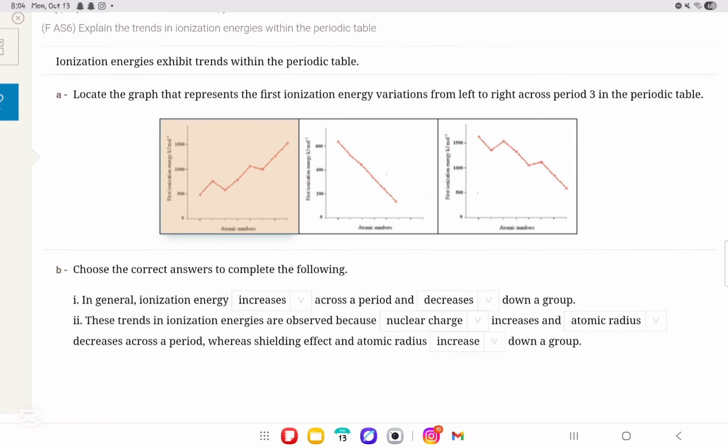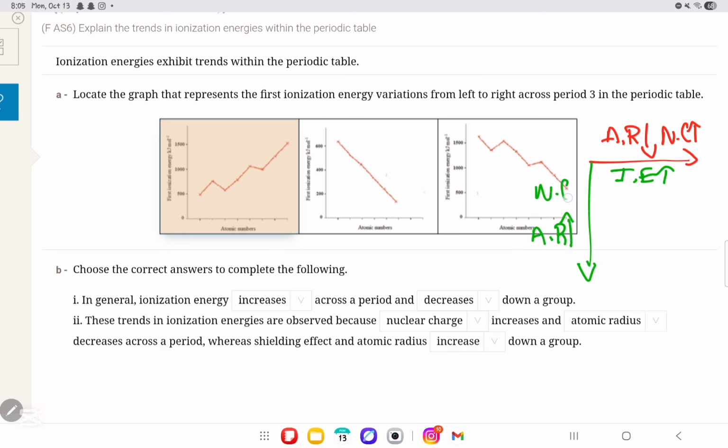We move on to part B. What does it say in part B? It says, choose the correct answers to complete the following. In general, what do we know? Across a period, the atomic radius decreases and the nuclear charge increases. So it's harder for us to remove the electron, so the ionization energy is going to increase. Whereas if we go down the group, atomic radius increases and nuclear charge increases as well. So we're going to need less ionization energy the more we go down a group. So in general, ionization energy increases across a period and decreases down a group.